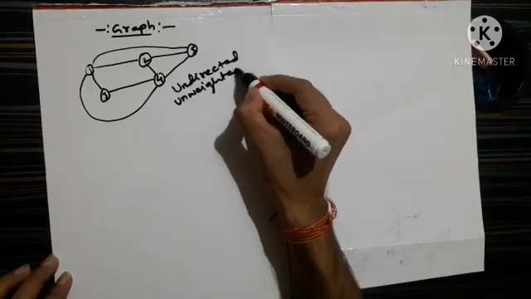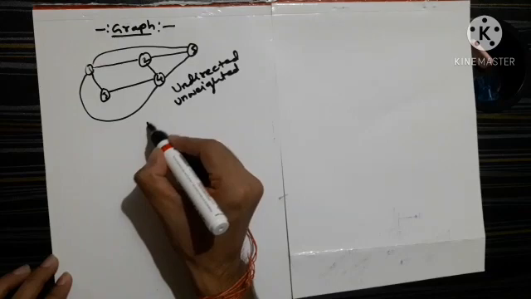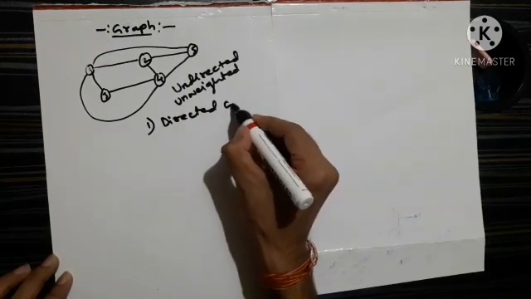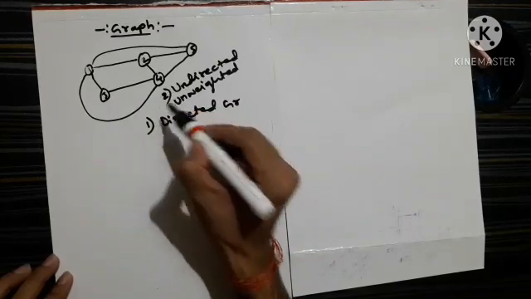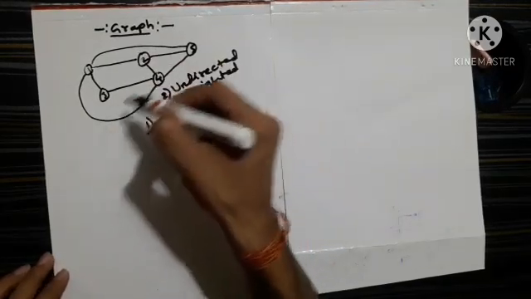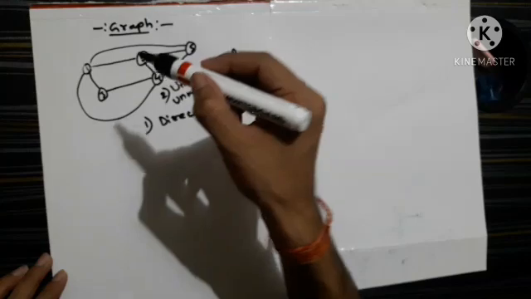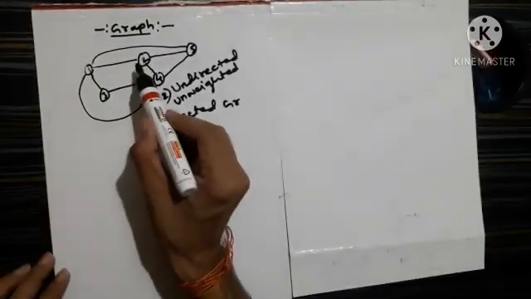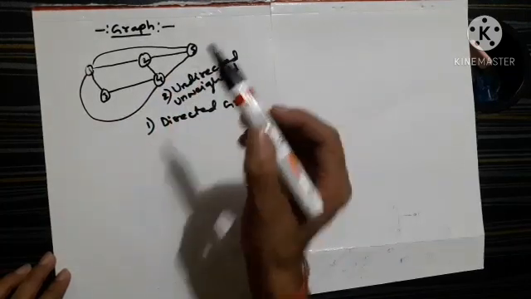See, there are two kinds of graphs. The first one is directed graph, and another one is undirected graph. This is an example of an undirected and unweighted graph, because I don't know what the distance is between these two cities. Now let us assume another situation.